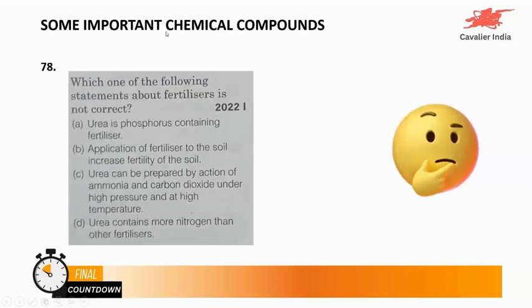Clear. Next, which one of the following statements about fertilizers is not correct? A, urea is a phosphorus containing fertilizer. B, application of fertilizer to soil increases fertility of the soil. C, urea can be prepared by action of ammonia and carbon dioxide under high pressure and high temperature. D, urea contains more nitrogen than other fertilizers. Yes, very good. Option A is the right answer because urea is a nitrogen containing fertilizer.